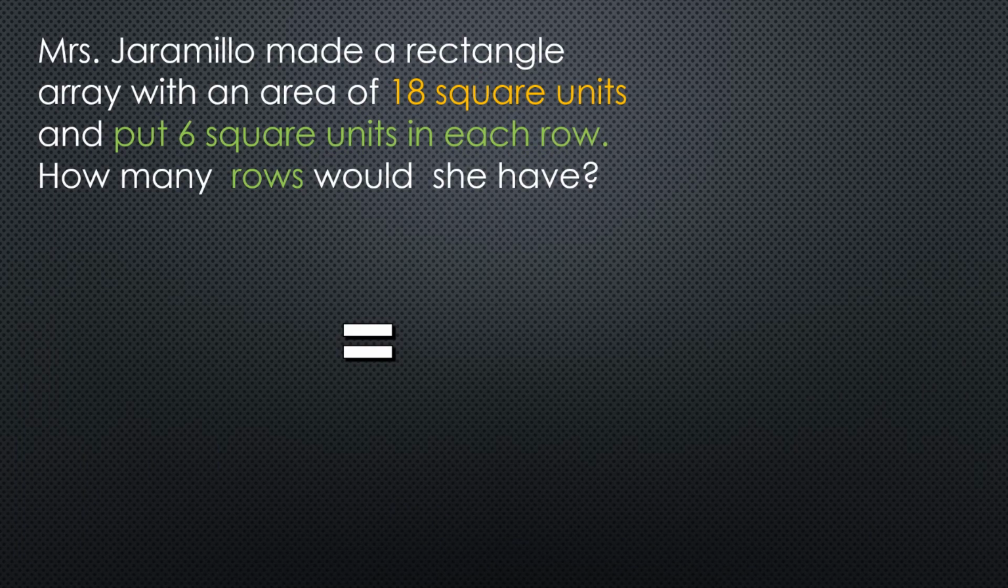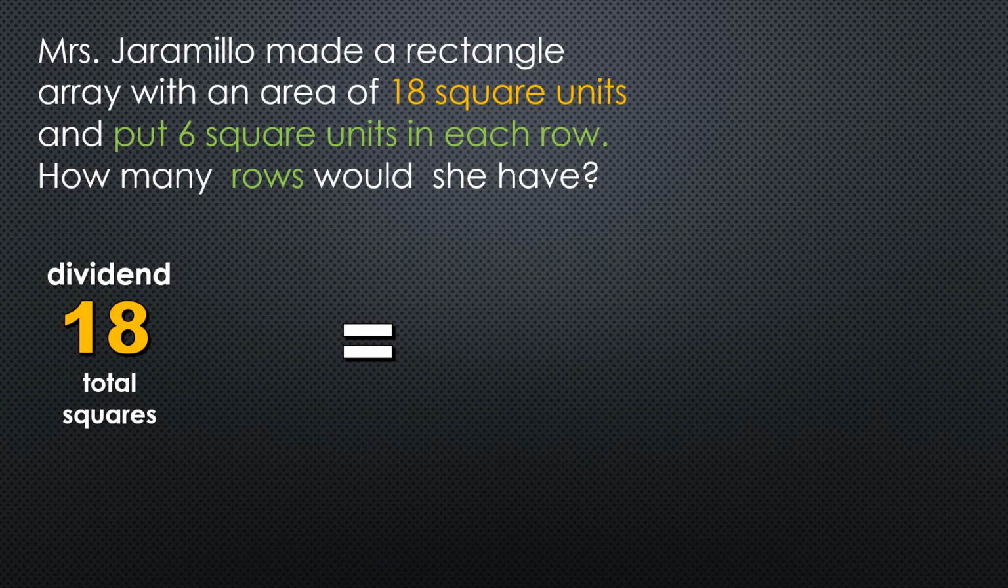We can also use this using arrays or thinking about area. Ms. Jaramillo made a rectangle array with an area of 18 square units. So we know our total square units, and put 6 square units in each row. So basically, we're taking the total and we're pulling out 6 squares for each row. So basically, we're using repeated subtraction because we know the number of squares for each row. So we're going to look for the groups or how many rows we would have.